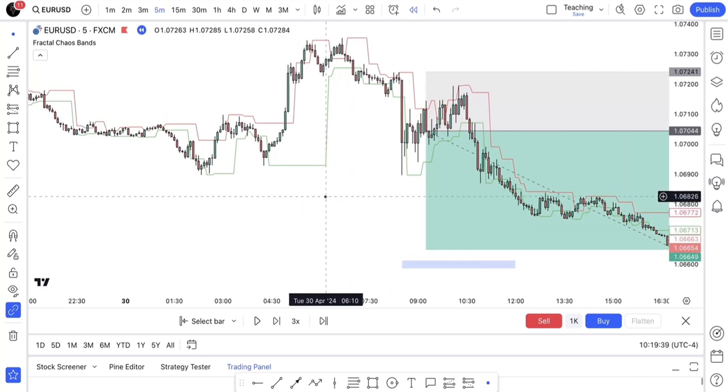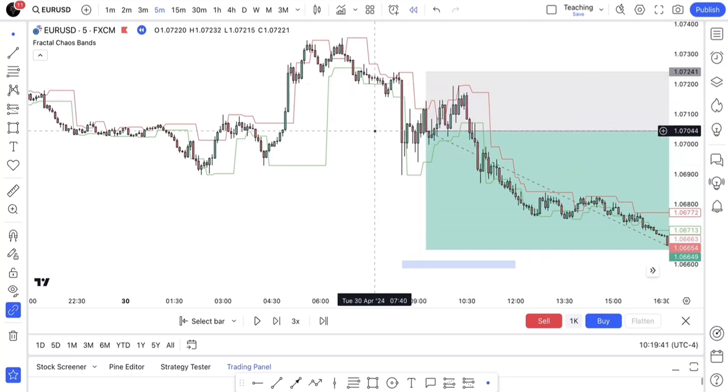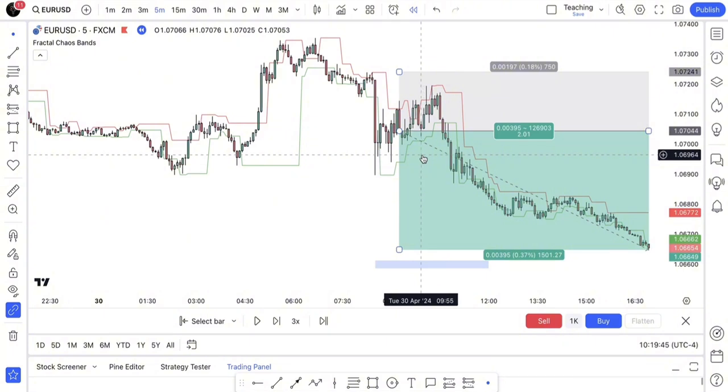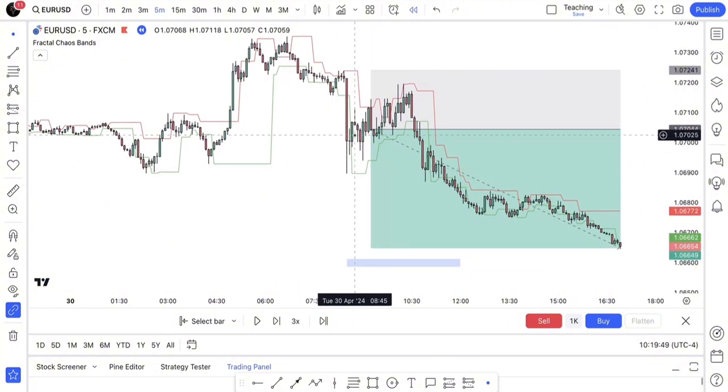I just wanted to show you how the Fractal Chaos Bands work, and what is a strategy that you can use for some consistent small gains from the markets using this indicator.